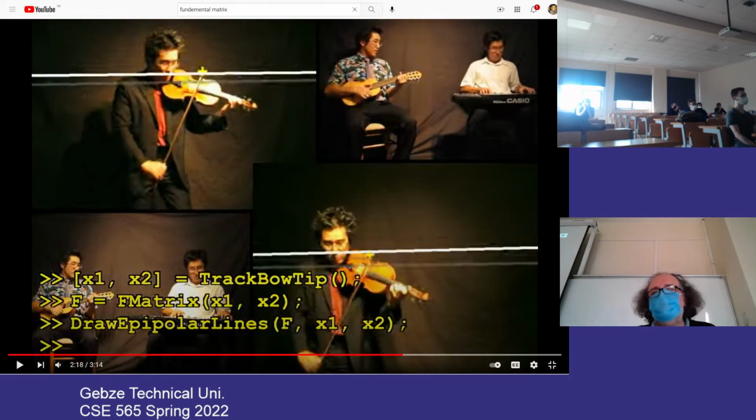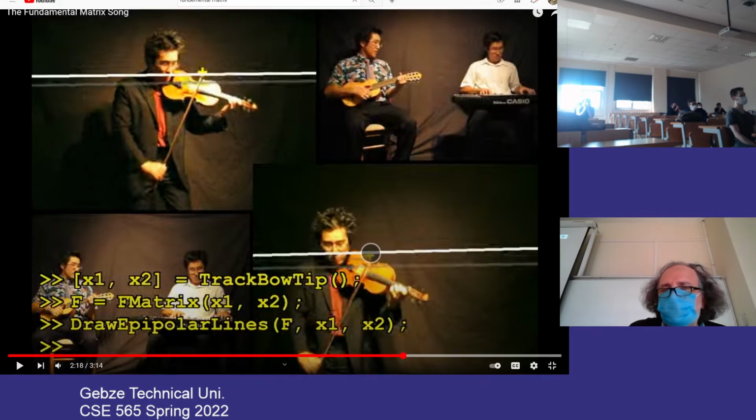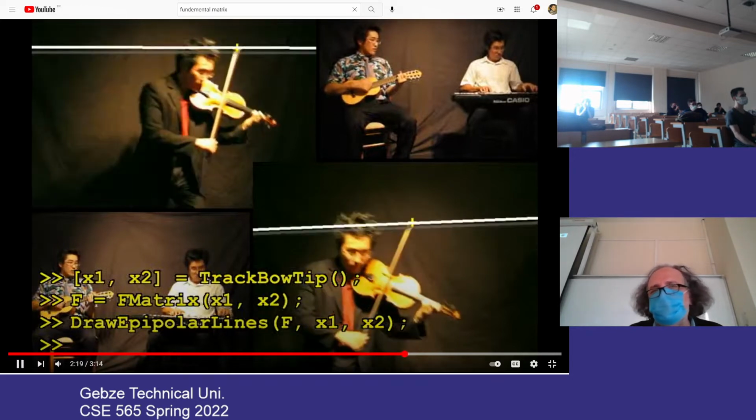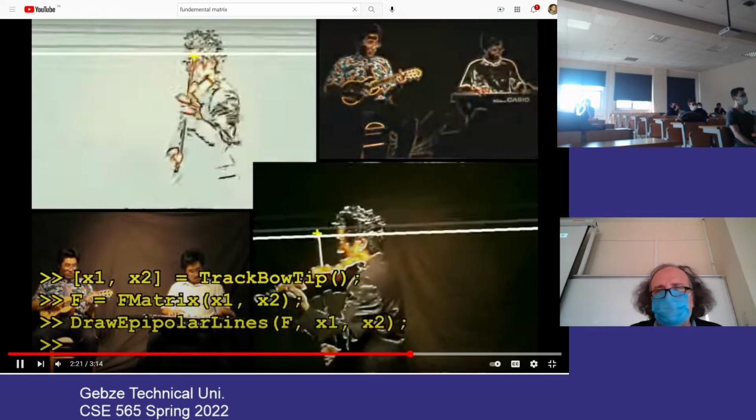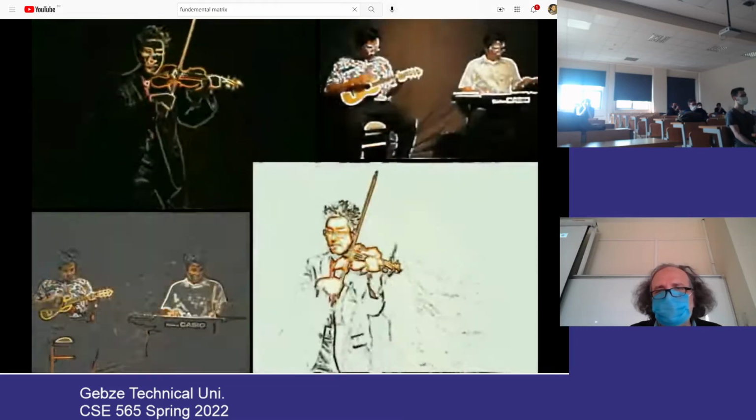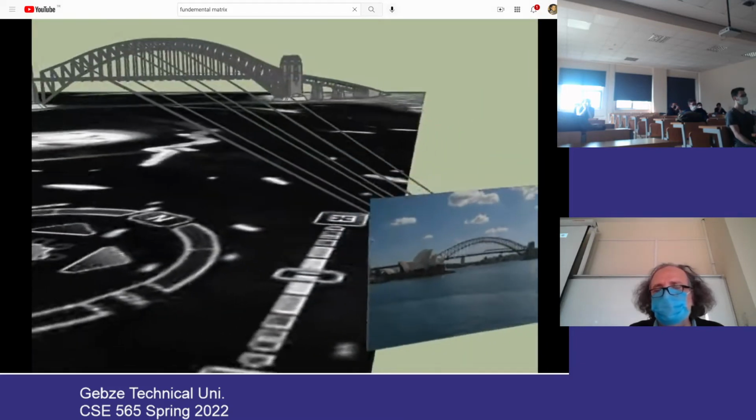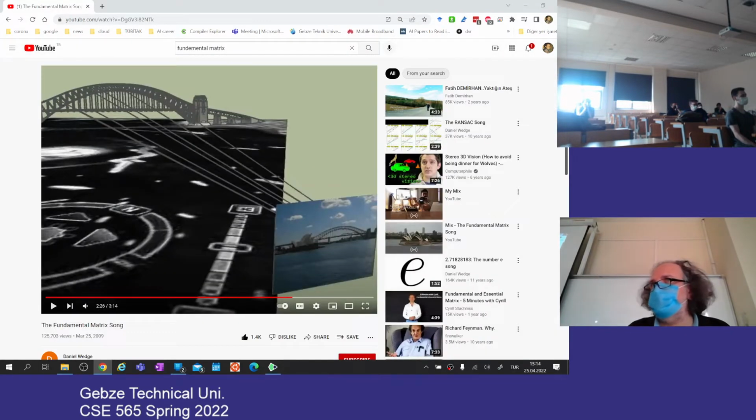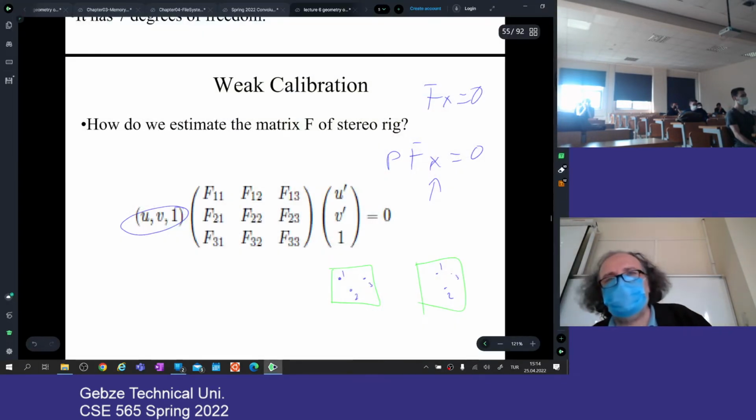See, he's drawing the epipolar lines. If you are going to make a search for this dot on the other image, you'll have to do it on this line. And every time the point changes, of course, the epipolar line changes. Here we go. We try to estimate. Anyway, so you watch it later. And as I said, it's so important that we have a song for it.